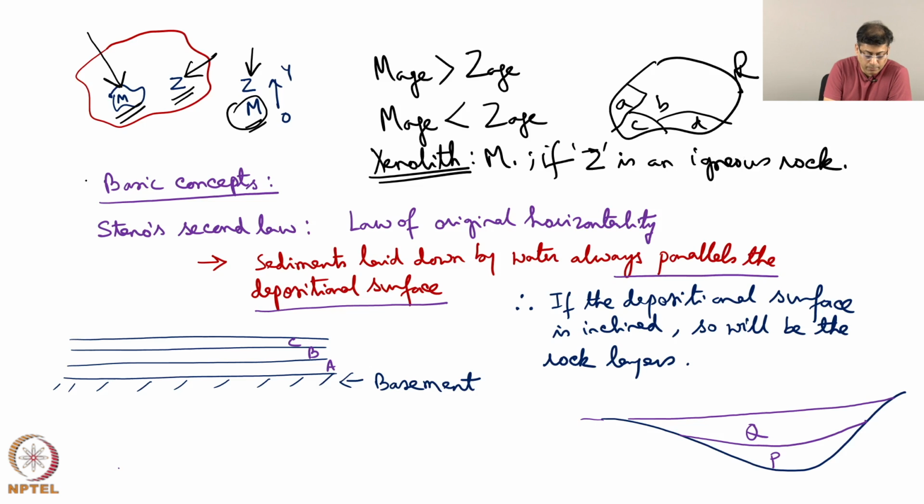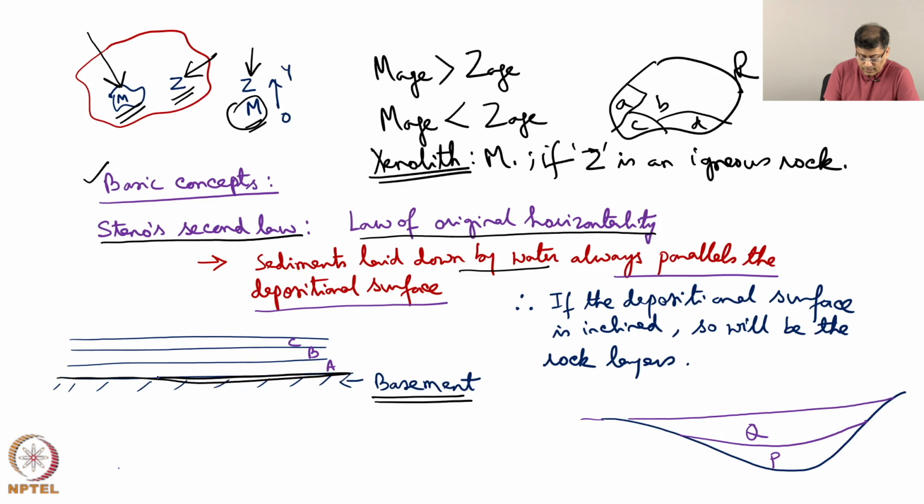Now, moving into the basic concepts of stratigraphy, let us look at Steno's second law. It is also known as the law of original horizontality. What it says? Sediments laid down by water, such as in a river, in a lake, in shallow marine condition or in deep marine condition, these layers are always parallel to the depositional surface. What it means? This basement and this line can be called a depositional surface over which water-led sediments are getting deposited. Unit A, unit B and unit C.